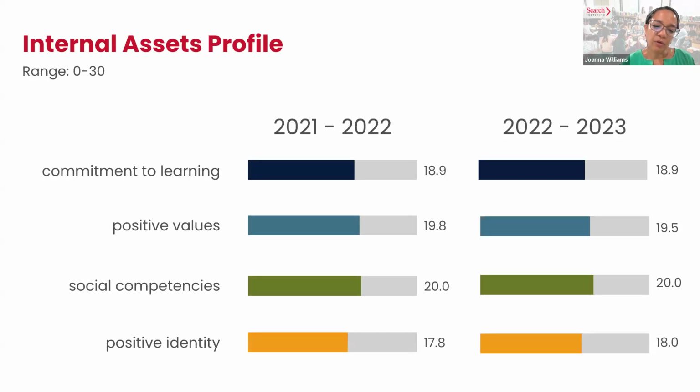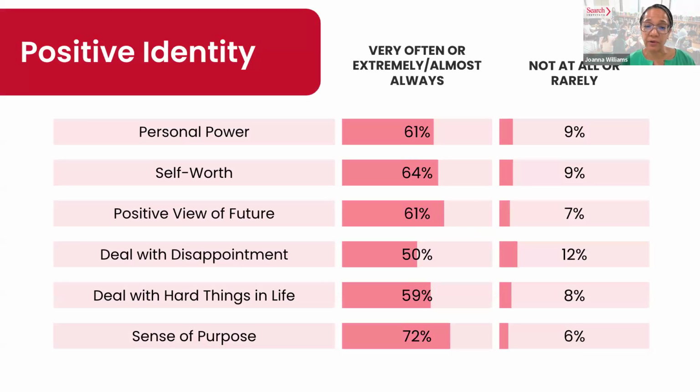If we look at the bottom row for positive identity, those scores are a little bit lower, and they were lower in 2021-22 as well. So here we've got an 18 out of 30 in our previous cohort. And I think it's important to keep that as a starting point of the conversation. But we have a lot of data, and we're able to look at the item level, at what the patterns are that we see among young people.